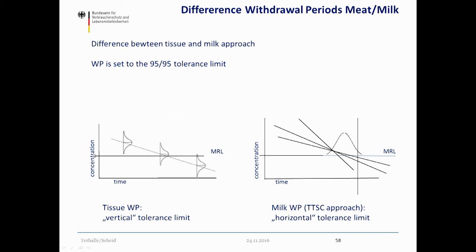You have this regression line. It's a relationship of concentration versus time. And also here, this is a horizontal tolerance limit on the time axis. The tolerance limit here would be on the concentration, and here it's on the time. Yes, this is the main difference, but this is just to show it.